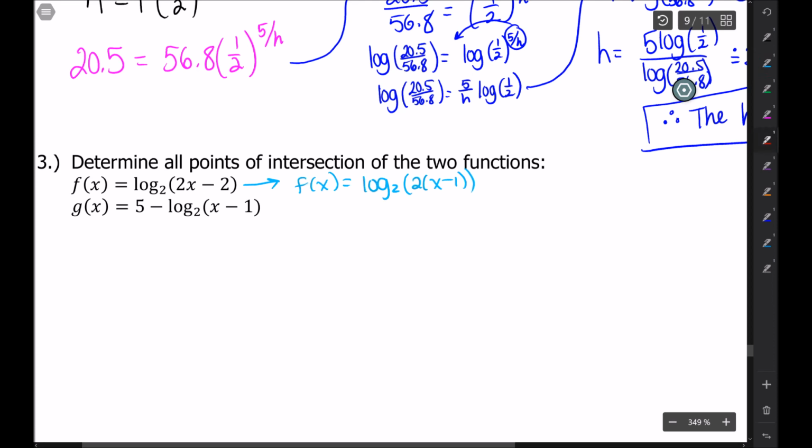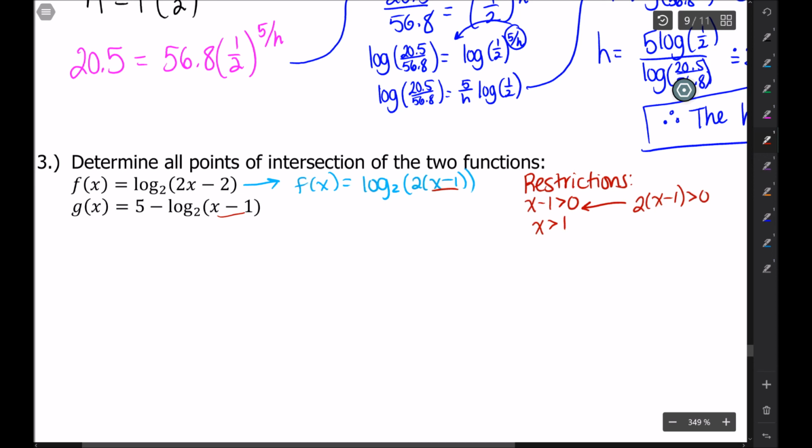Okay, and then I'm going to find out what my restrictions are. So my restrictions, everything inside of the brackets here has to be greater than 0. So x minus 1 is greater than 0, which means x is greater than 1, and 2 times x minus 1 is greater than 0. But if I divide the 2 out, it turns into x minus 1 is greater than 0, so x has to be greater than 1. So it's the same restriction.